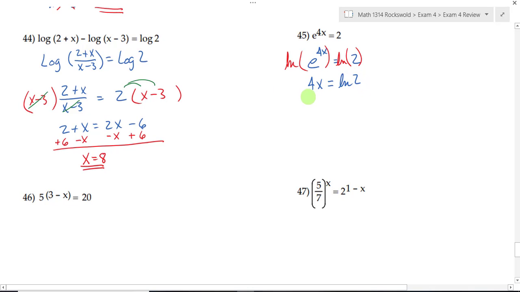How do I get the x by itself? Divide both sides by 4. So that means that x is equal to the natural log of 2 divided by 4. Can I cancel this 2 and this 4 and say that this is the natural log of 1/2? No, you're not allowed to touch that argument of the log unless you're using the product rule, the quotient rule, or the power rule for logs. This would be your final answer.